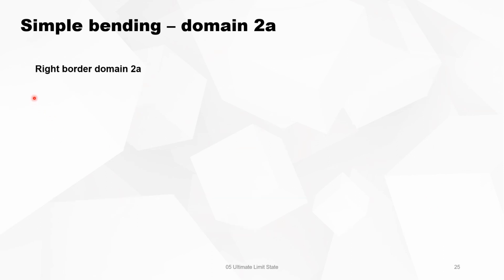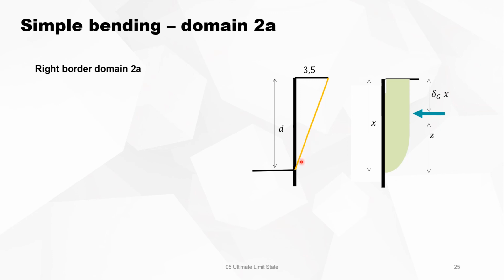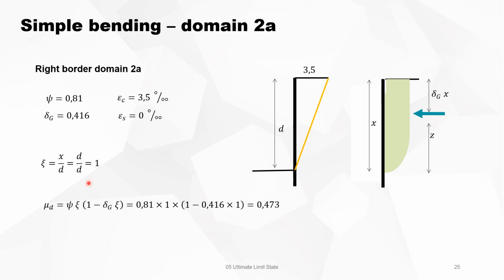Now we look at the right border of the domain. That is the right border. We see that epsilon s is 0, epsilon c 3.5. This stays the same. We calculate xi, and xi is x over d. It's simple, x equals d, so it's 1. And mu d is just you fill in the different values of this equation, and you have 0.473. And zeta is then 0.584.